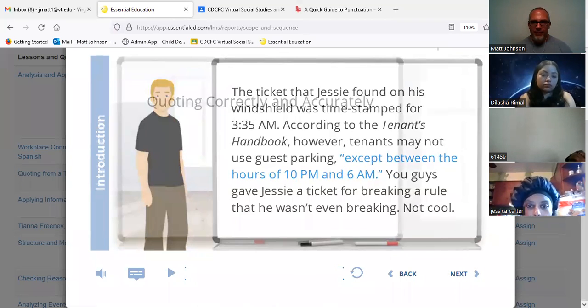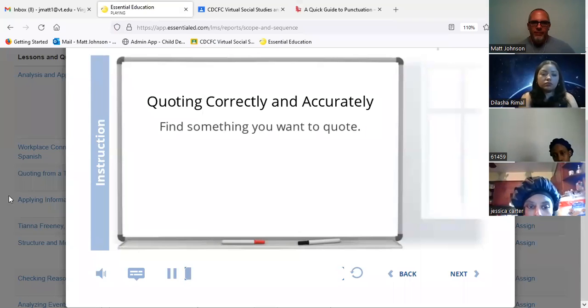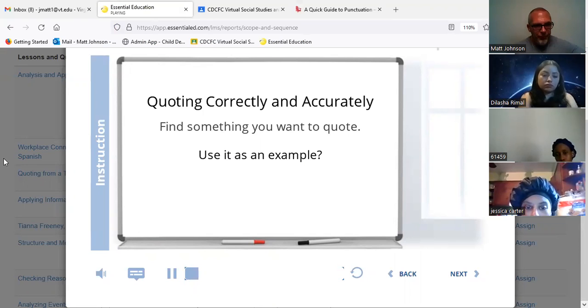Okay, let's talk about how to quote correctly and accurately. First, you gotta find something you want to quote. That has a lot to do with your purpose. Like, what do you want the quote to do? Maybe you want to use the quote as an example of an idea. Or maybe you want the quote to support something you're trying to say. Always keep your purpose in the back of your mind.